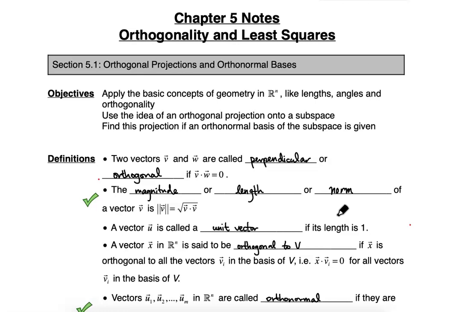Section 5.1, though, is going to draw on a lot of things that we have an original understanding and knowledge of, so it may not be the most complex section. So the objectives are to look at some basic concepts of geometry in Rn, like lengths, angles, and orthogonality. We will look at the concept of projecting onto a subspace, and we will use an orthonormal basis. This is not the same as orthogonal for projections.